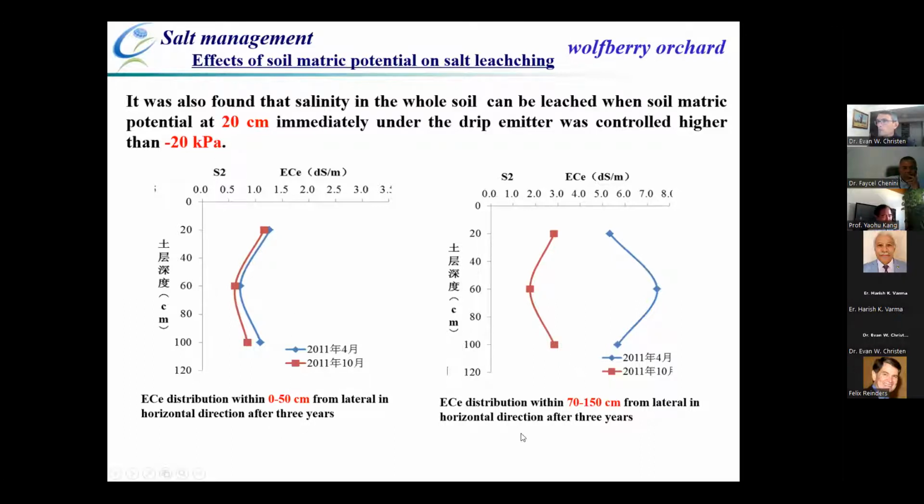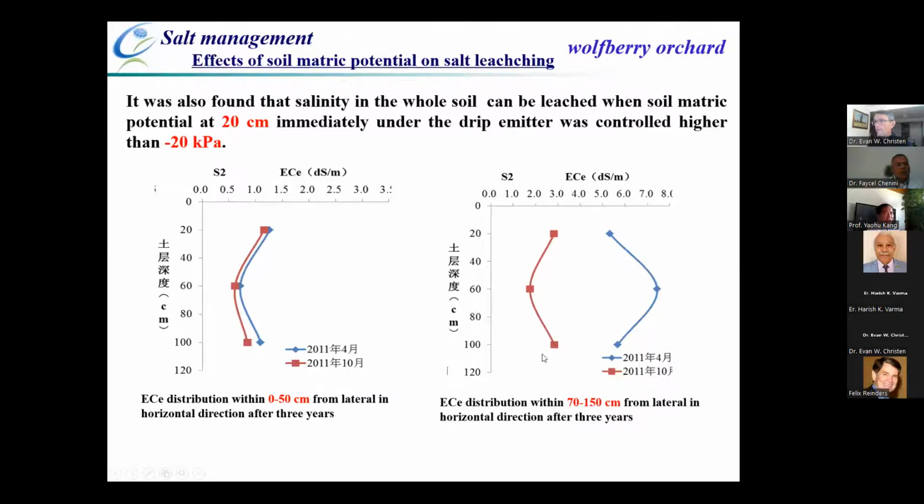And this is the ECe distribution within 70 to 150 centimeter from the lateral in the horizontal direction after the 3 years. Because the row spacing of the Wolfberry orchard is 3 meters, 3 meters wide spacing. You see, this is the beginning.